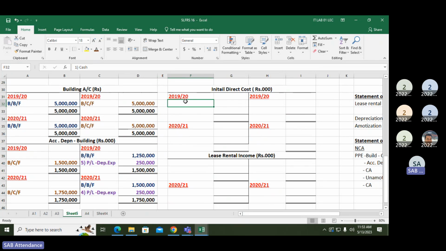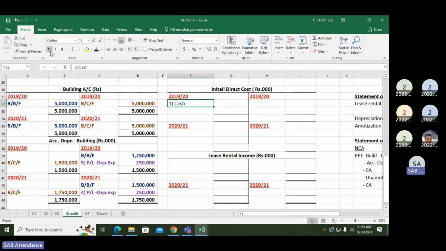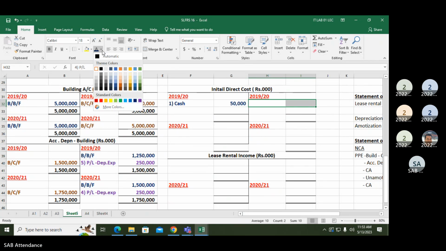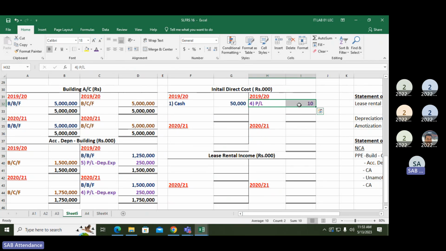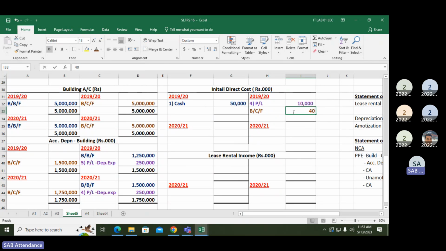Initial direct cost incurred by cash, $50,000. So I assume both Alpha and Beta spend initial direct cost. Then we have to charge this to P&L over 5 years. This year 10,000 is charged to P&L. Balance you can carry forward 40,000.